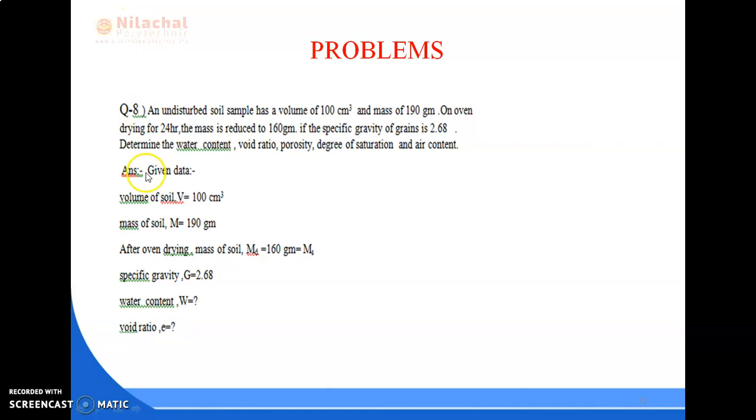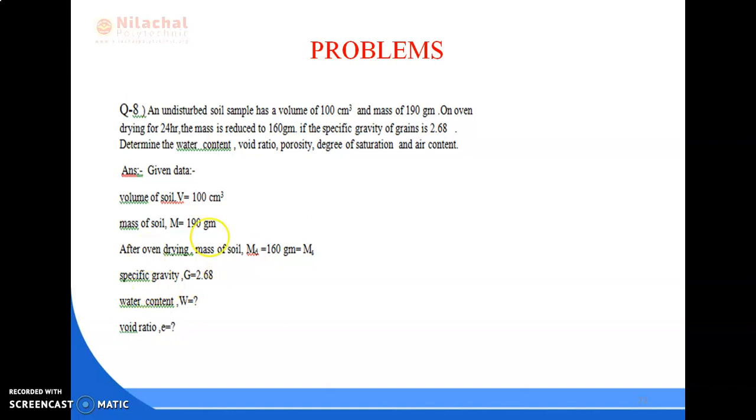So, first work is to find out the given data from the given question. Given data: volume of soil V equal to 100 cm³, mass of soil M equal to 190 gram. After oven drying, the mass is the dry mass, so we have to consider it as dry mass, MD or MS, 160 gram, specific gravity G equal to 2.68. This much is given in the question.